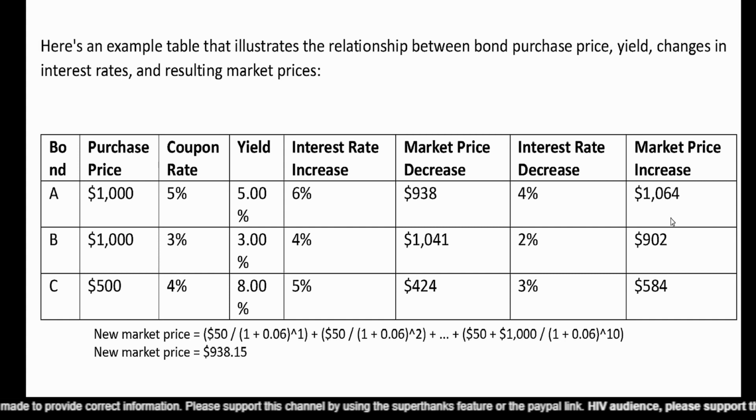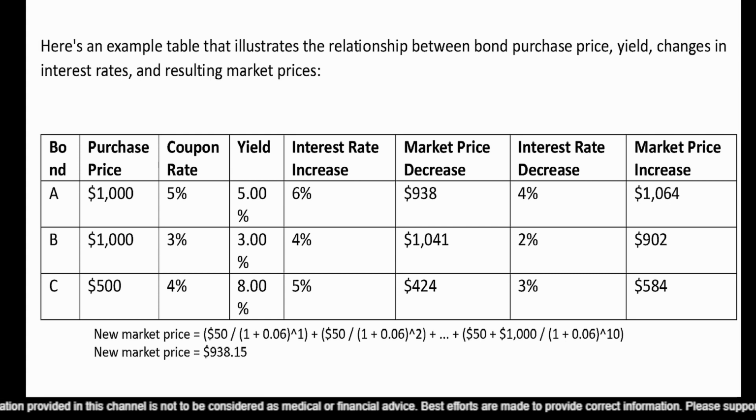And exactly how is this determined? It's determined through a formula that I have in the bottom. So let me explain the formula to you. So basically, in this example, if we look at bond A in the table, bond A has a purchase price of $1,000, a coupon rate of 5%, and a yield of 5%. If the interest rates increase by 1%, the new yield will be 6%. We can then calculate the new market price of the bond A as follows.